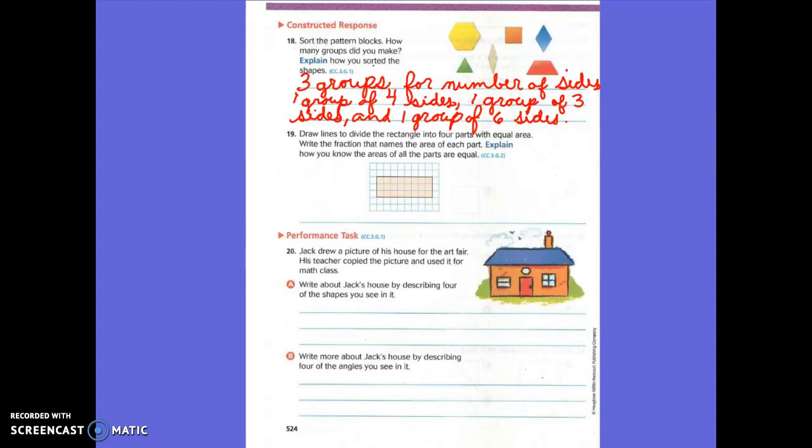Okay, now number 19 says draw lines to divide the rectangle into 4 parts with equal area. Write the fraction that names the area of each part. How do you know all the areas of the parts are equal? Okay, there's a lot going on here. There's more than one thing to talk about. So this is what we did yesterday, third grade. So, if it says to divide the rectangle into 4 parts, okay, we have to do it in 4 parts.